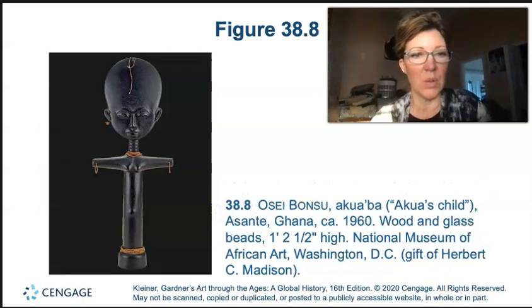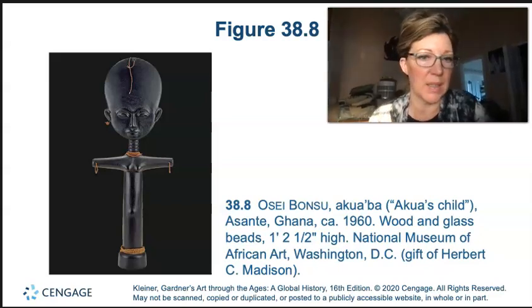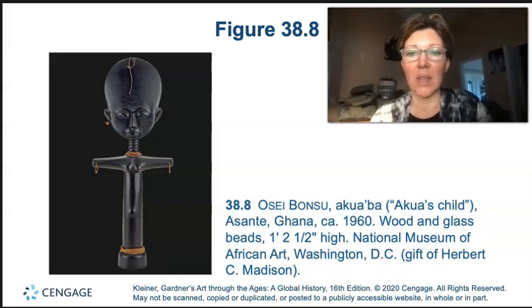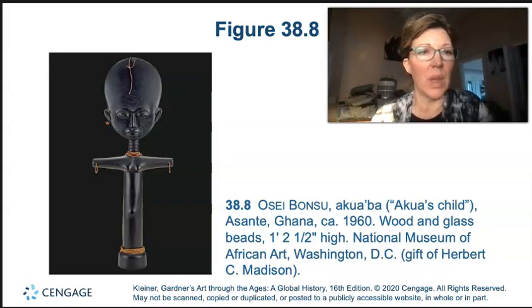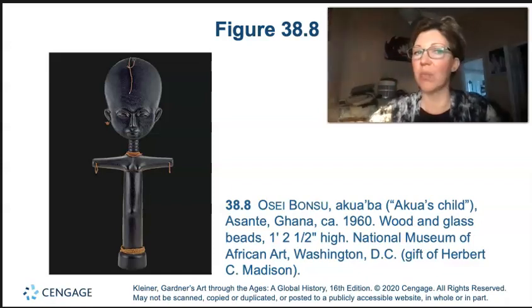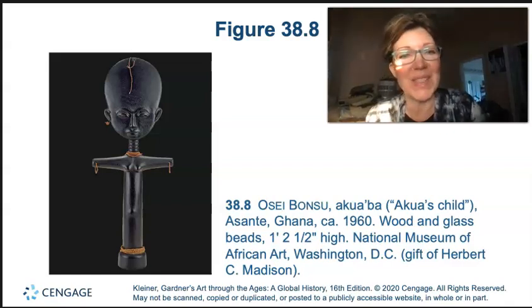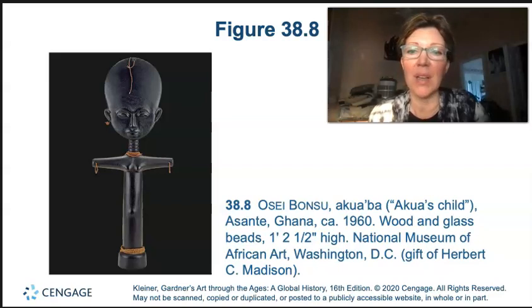Okay, Osai Bonsu Akuaba, Akua's child, from the Asante people in Ghana. The aspect of this Asante Akuaba figure represents their standard of idealized beauty through the long, flattened forehead. So if you had a long, flat forehead, that was just gorgeous. So Akan Akuaba figures are consecrated at shrines for young women to carry to ensure the safe delivery of their child. Aww.